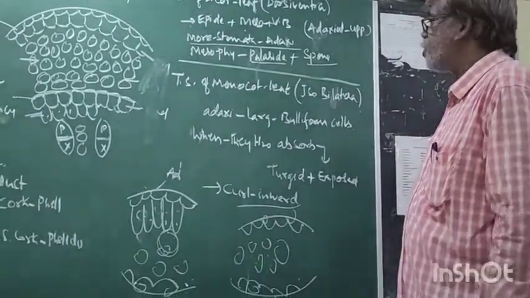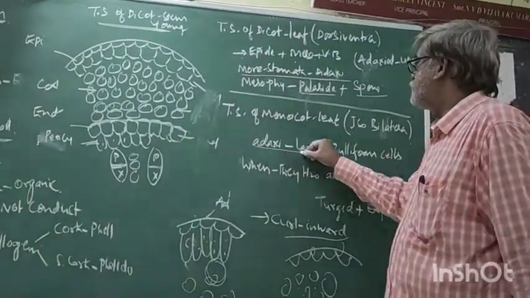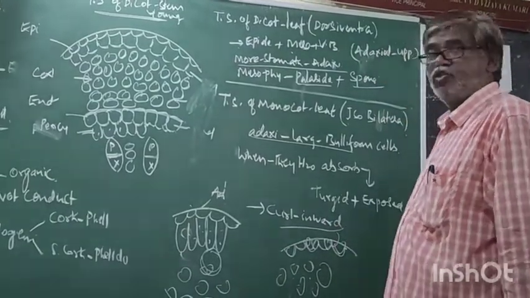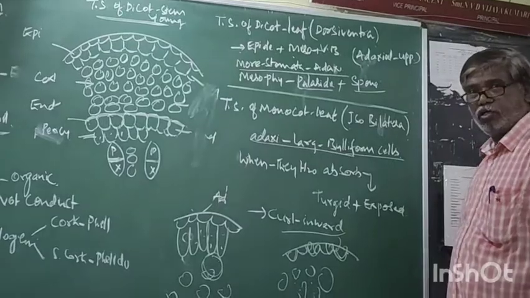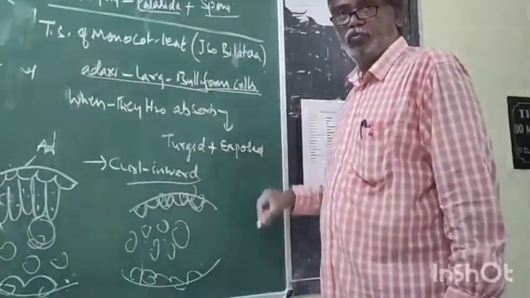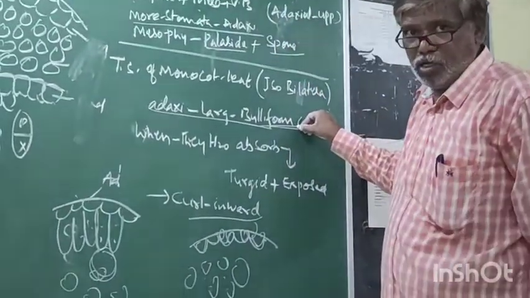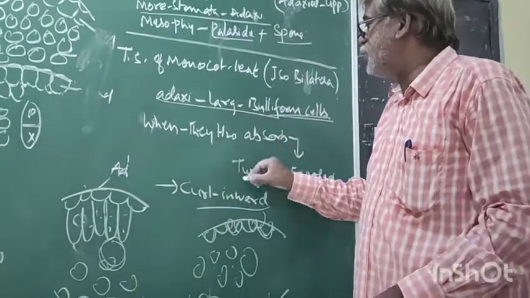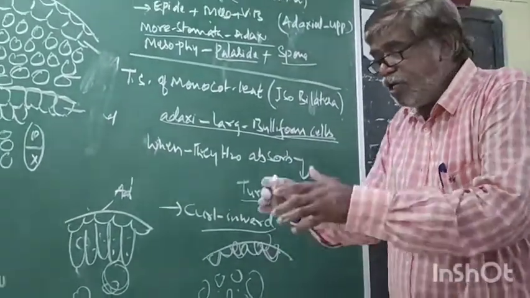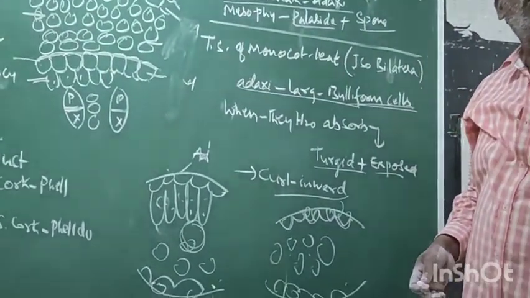But one of the most important features in monocots: the adaxial side contains specialized cells called bulliform cells. When the bulliform cells absorb water, the cells become turgid. Now the leaf completely expands and is exposed to the atmosphere.